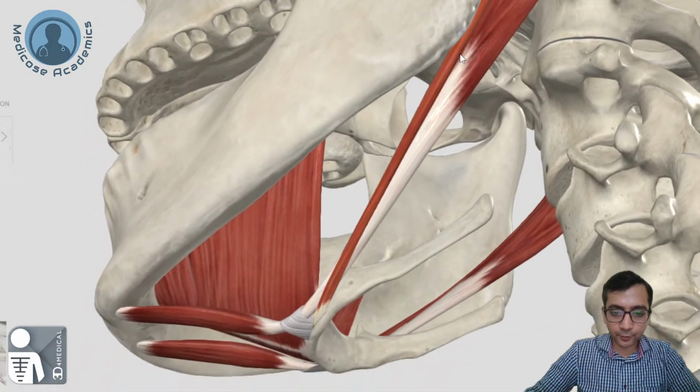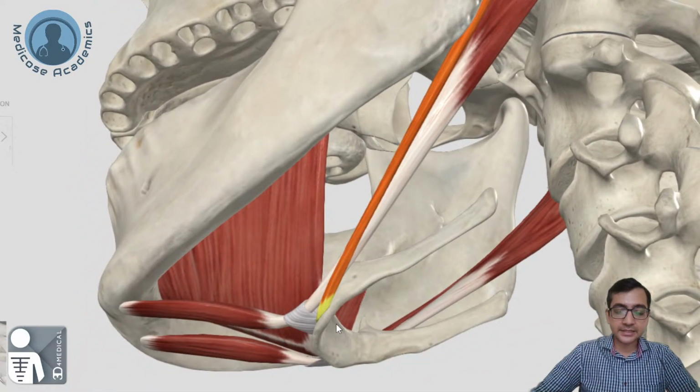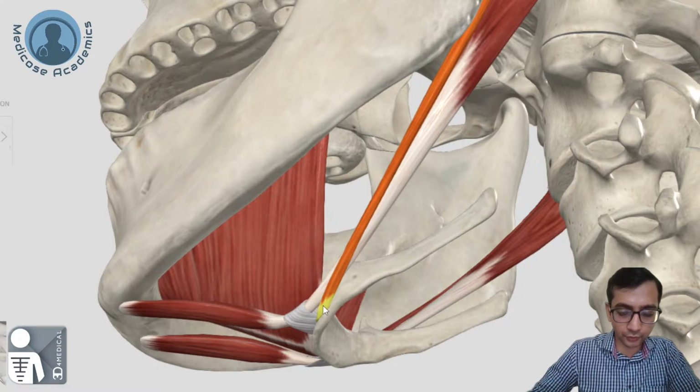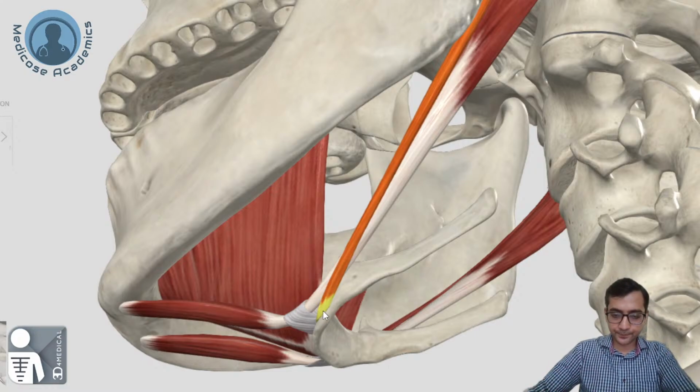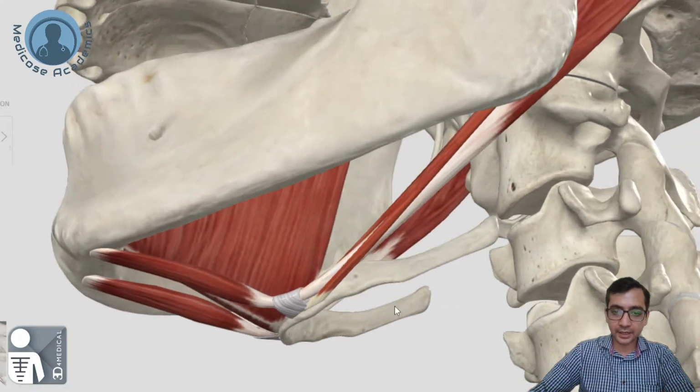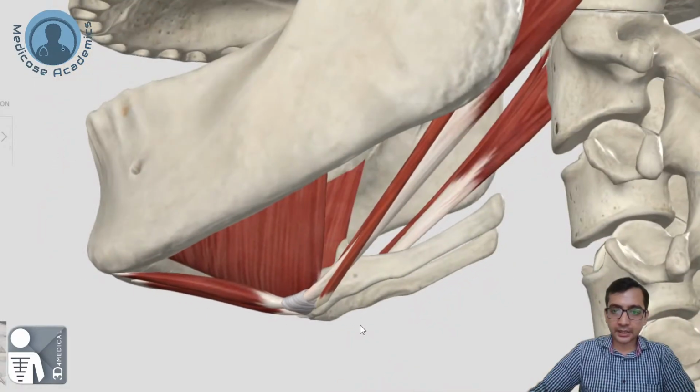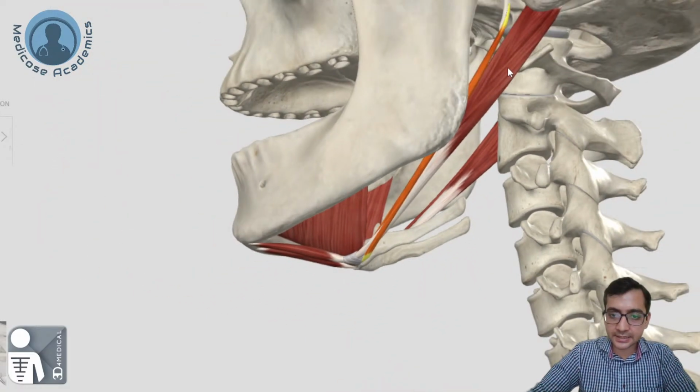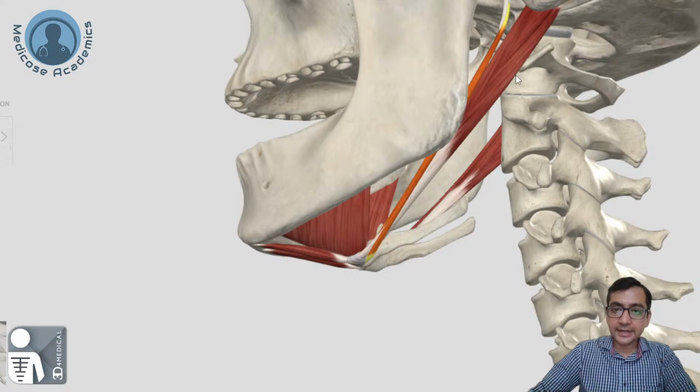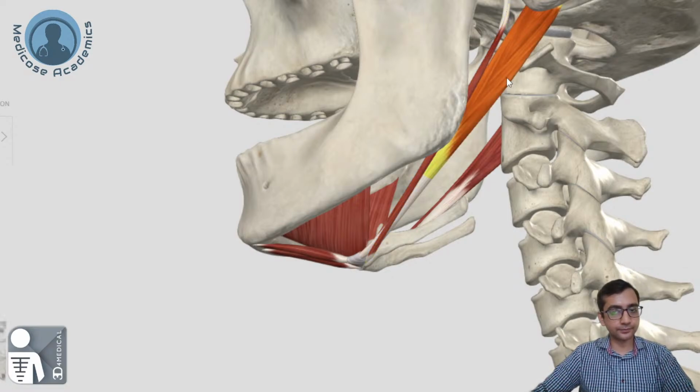And if you follow it, it moves all the way there and inserts at the junction between the body and the greater horn of the hyoid bone. So this is the stylohyoid muscle. And the other muscle that we will see is the digastric. It has two bellies. Digastric, a two-belly muscle.